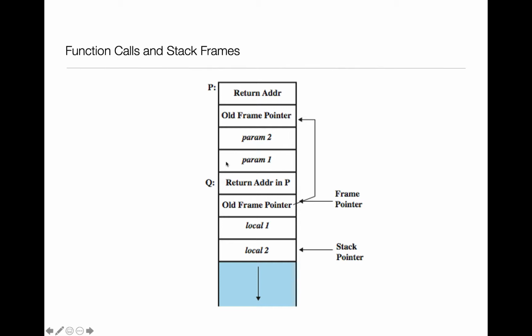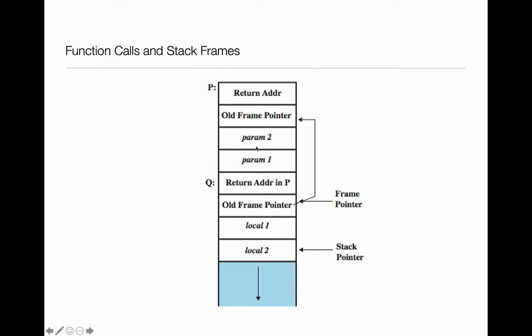So, for example, let's say we have two stack frames here, the result of two functions being called. Function P is called, and then function P eventually calls Q. Because the stack grows down, function P would first push the return address of where it's going to return to once it finishes, and then it would push the pointer of the previous frame that called P.